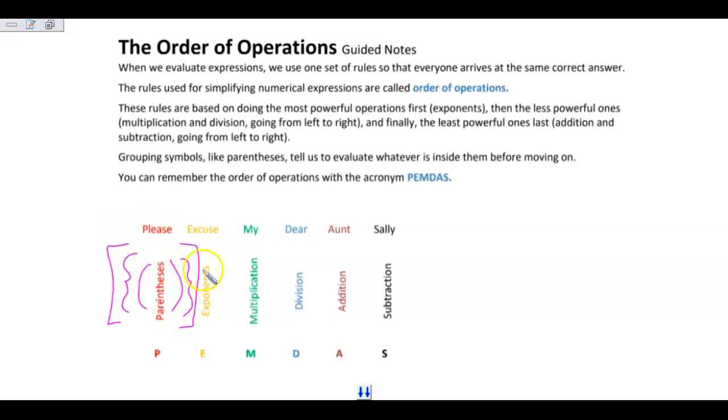Then we would have to do exponents, multiplication, and division. And these two, you work what's left to right. So if division comes before multiplication, then you would divide first. And then Aunt Sally stands for addition and subtraction. And again, these two work left to right. And if subtraction were to come before addition, you would subtract first, not add. We want to work our way across the expression from the left to the right.